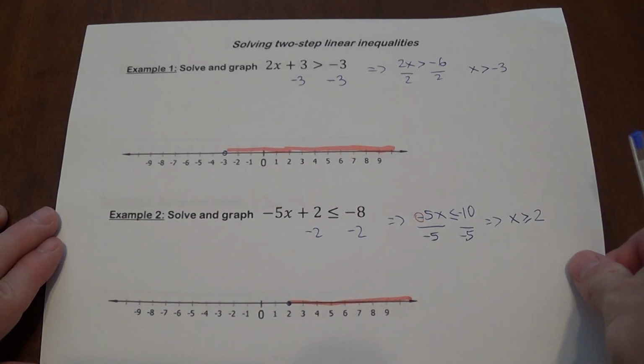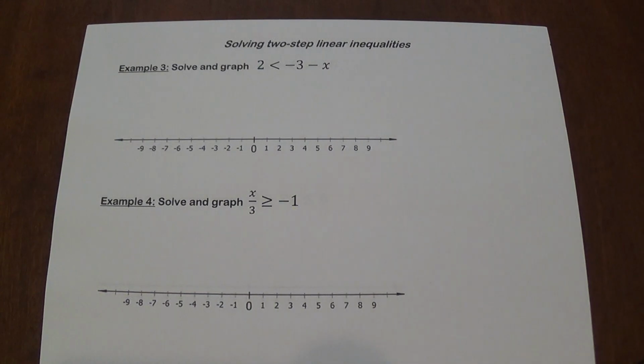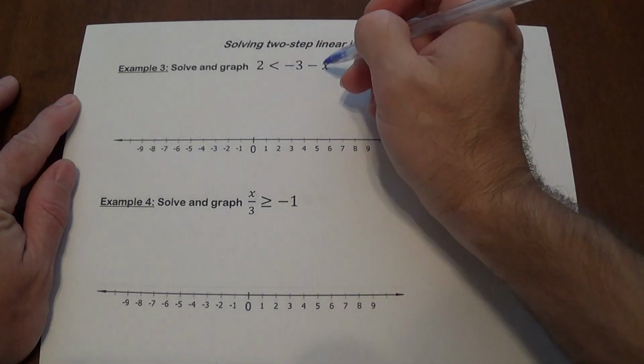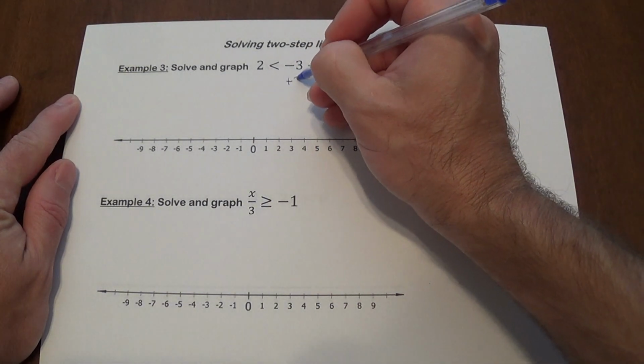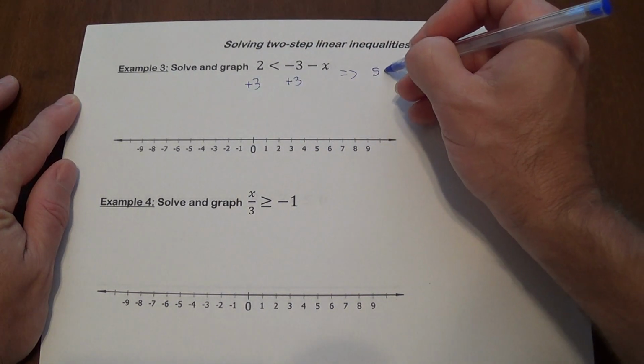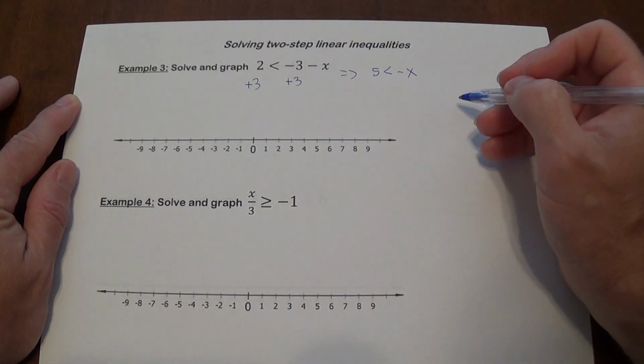Continuing on. 2 is less than negative 3 minus x. So we want to leave x by itself. So we're going to do plus 3. Plus 3 is going to give us 5 is less than negative x.